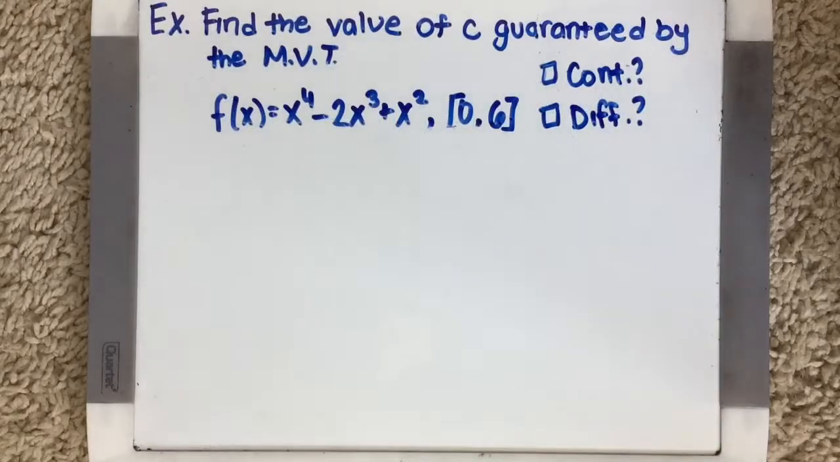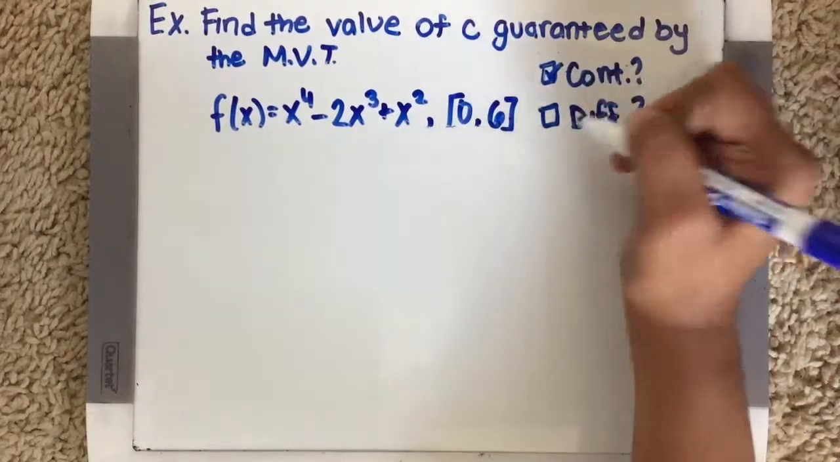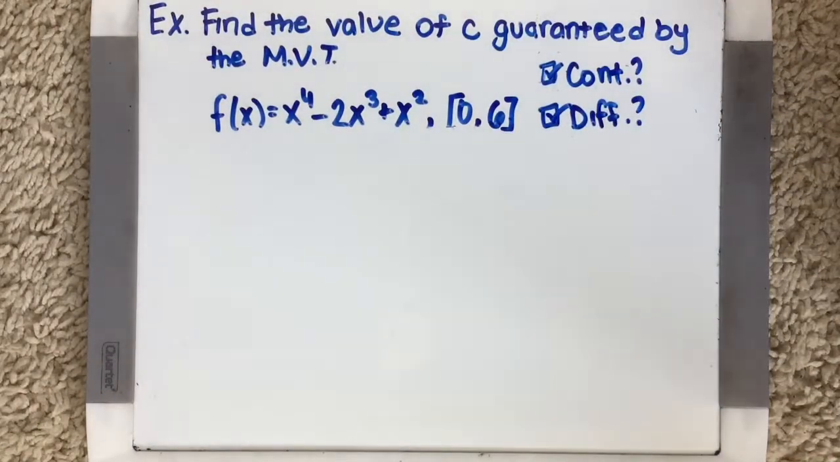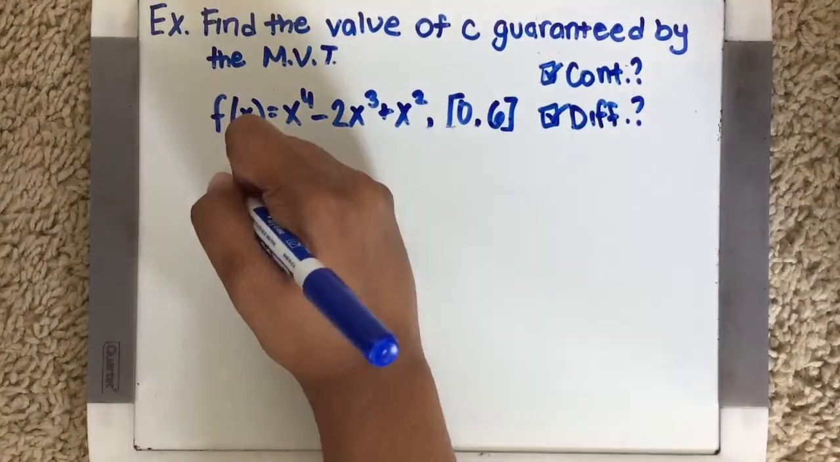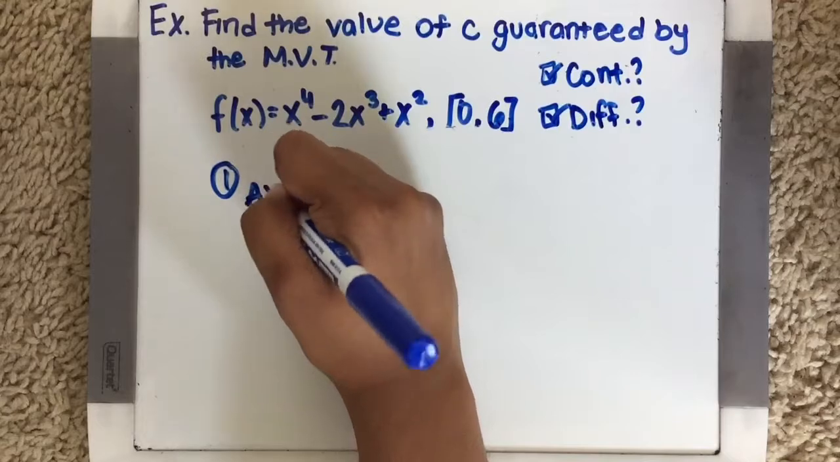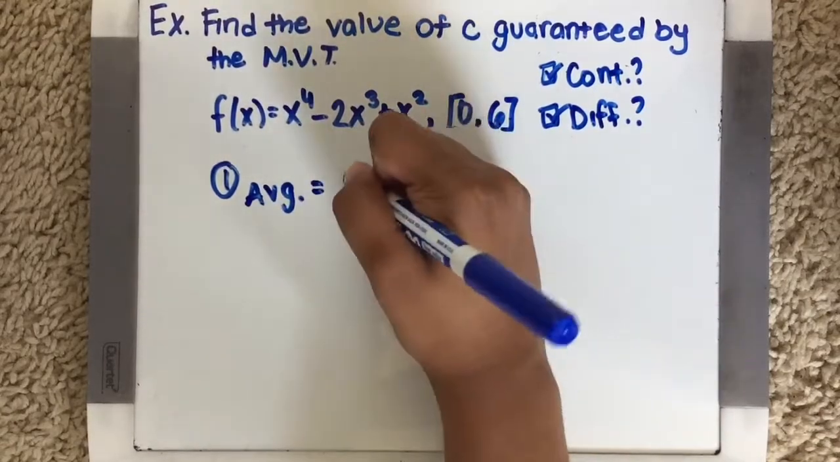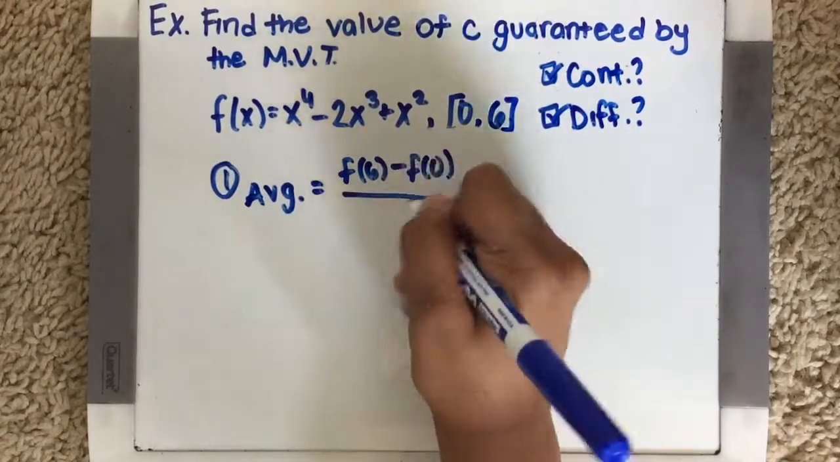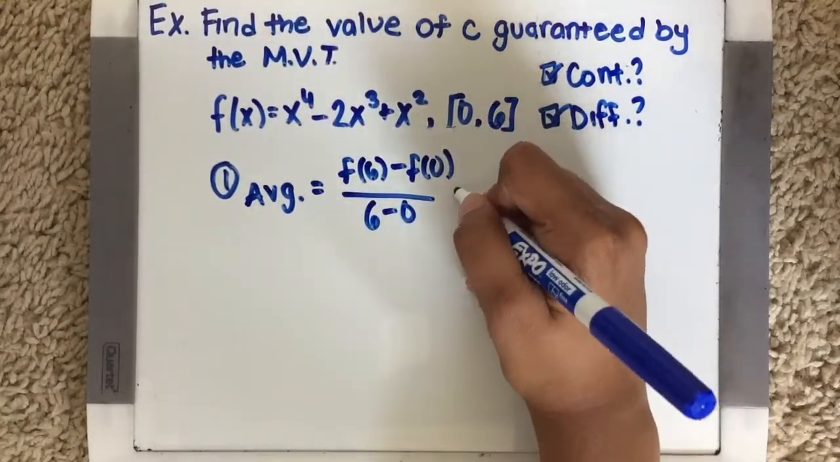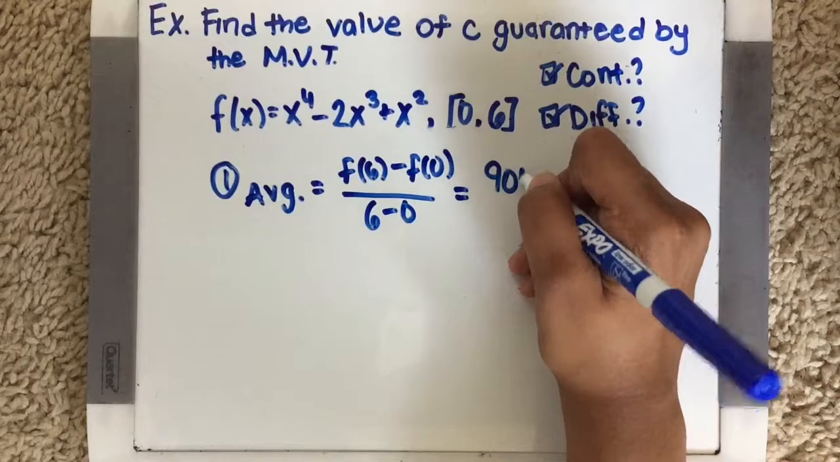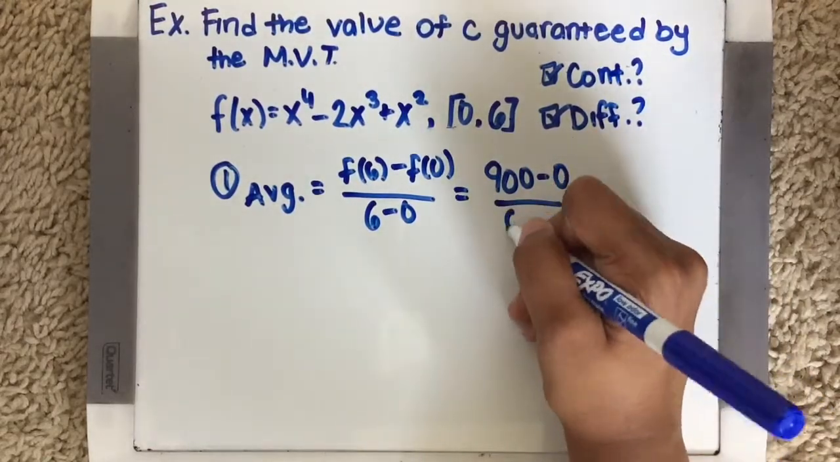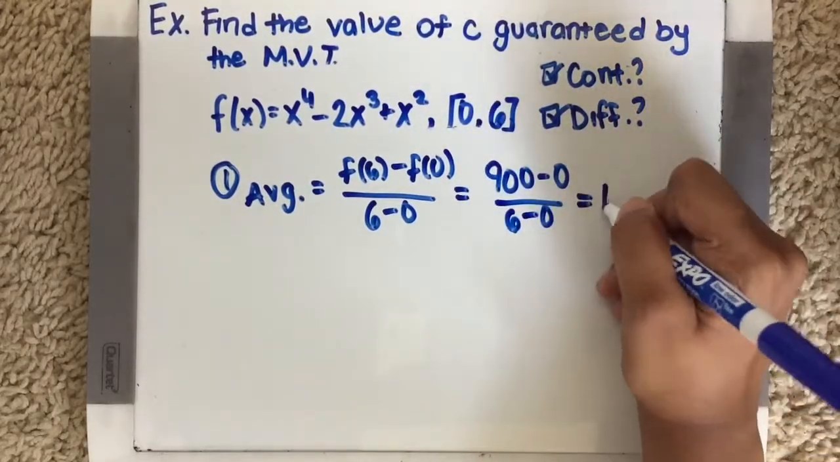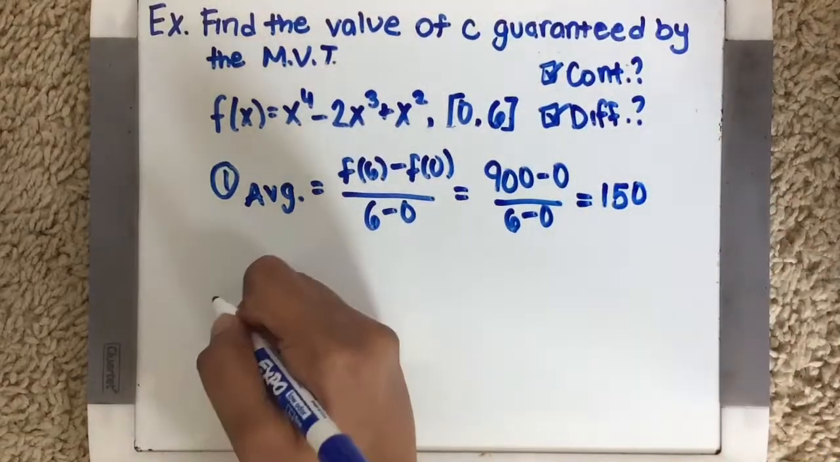Here is yet another example. This time, since the function is a polynomial, we can automatically say it's both continuous and differentiable. Moving on to solving the problem, we must find the average slope, which in this case is f of 6 minus f of 0, all over 6 minus 0. f of 6 is 900 and f of 0 is 0, so the average slope is 900 minus 0 divided by 6 minus 0, which comes out to be 150.